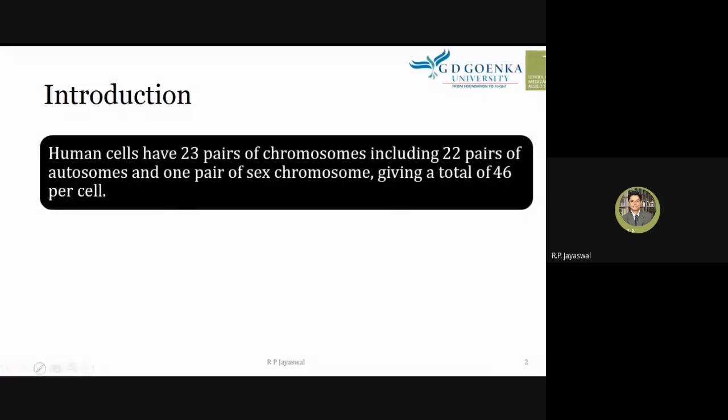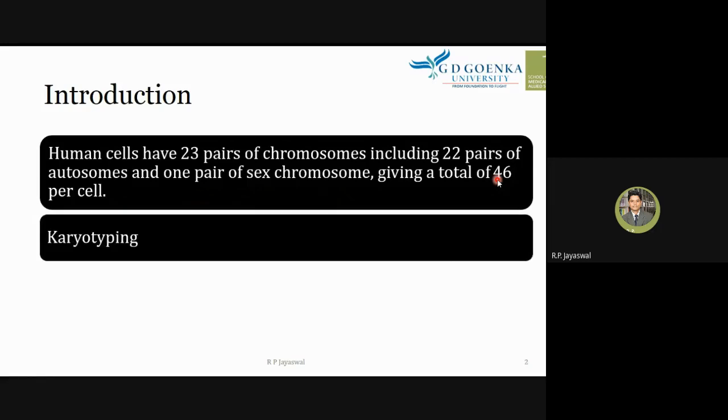Human cells, as you know, have 23 pairs of chromosomes, including 22 pairs of autosomes and one pair of sex chromosomes, giving a total of 46 chromosomes per cell, right? So 22 pairs of autosomes, you have to remember, and one pair of sex chromosomes. In female, the sex chromosomes are 1X and 1X, so 2 X's, and in the male there is 1X and 1Y, so one pair. It's always in pairs, and together it gives a total of 46 chromosomes per cell.